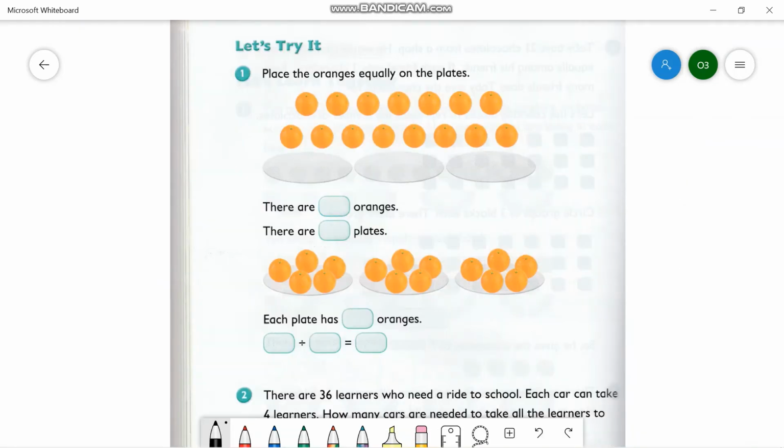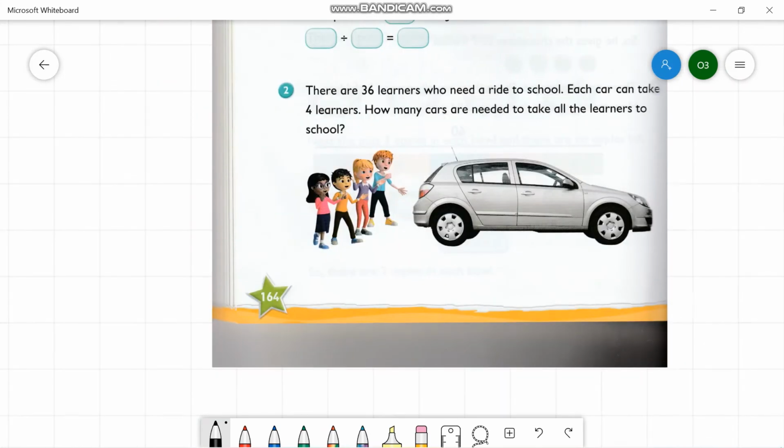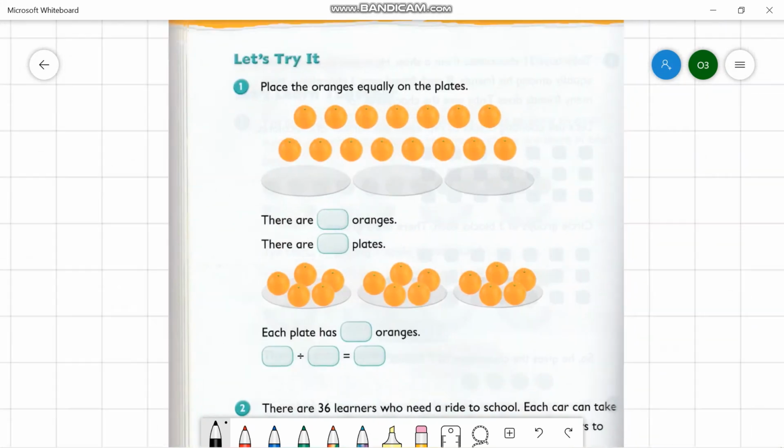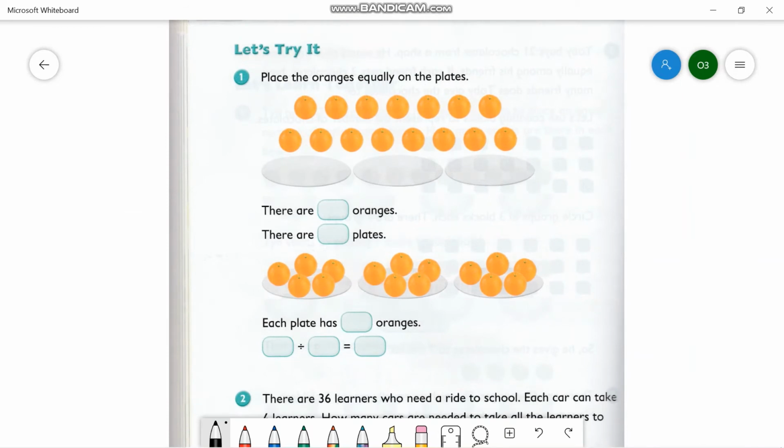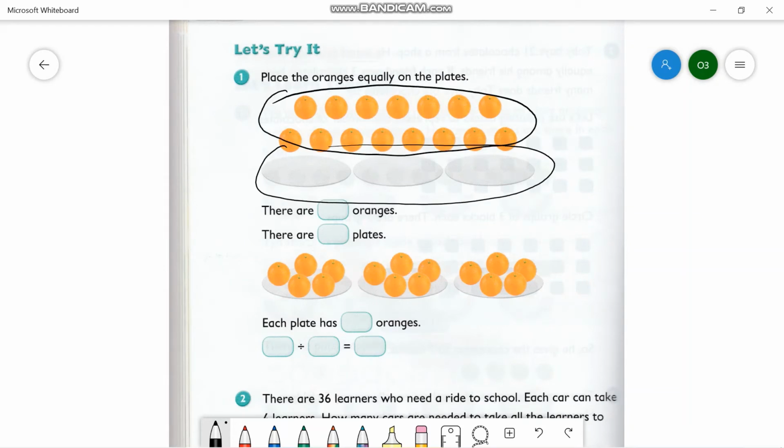Now let's try it and let's answer the questions in each number. This is page 164. Let's start with number 1. Place the oranges equally on the plates. So here are the oranges and here are the plates. Okay, so there are how many oranges?